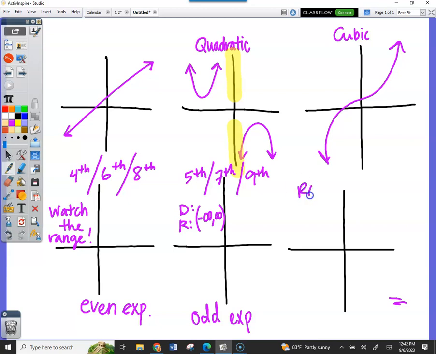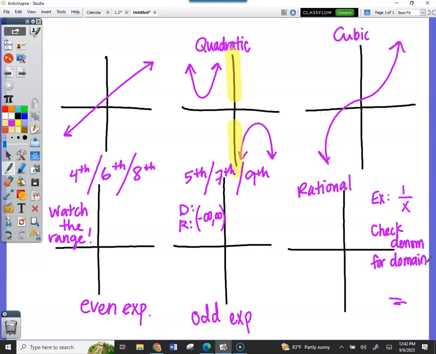So if it's rational, rational means it's a fraction. So for example, 1 over x. That's a rational function. If it's rational, you have to check the denominator to see what's not allowed in the domain. We did this yesterday. We didn't say rational. We said if it's a fraction. So you check the denominator for the domain.